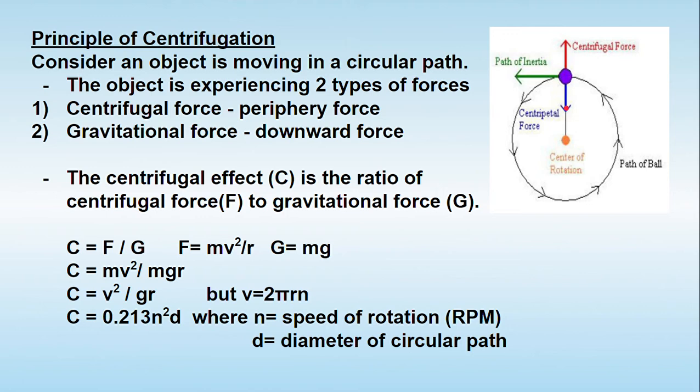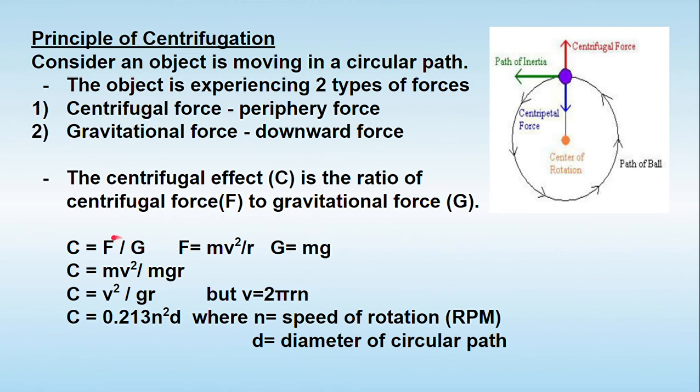Whenever the separation of insoluble solids from liquid takes place, it is due to the centrifugal effect, and the centrifugal effect C is the ratio of centrifugal force to gravitational force. So we can say C is equal to F over G. As we know, the centrifugal force F is equal to mv squared upon r, where m stands for the mass, v for the velocity, and r for the radius of the path, while the gravitational force G is equal to m times g, where m is the mass of the object and g is the gravitational acceleration constant.